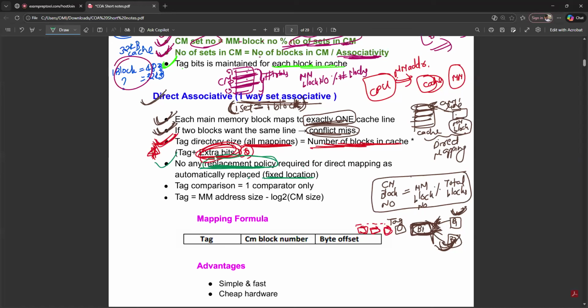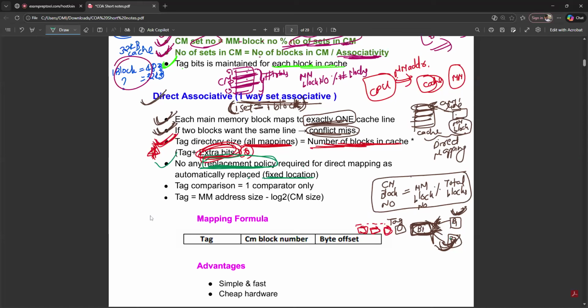There is no replacement policy, which means, if a miss happens, then what to do? Because a replacement policy tells us what to do if there is a conflict, if there is a miss, if two blocks are conflicting with each other, then which particular block do you replace?